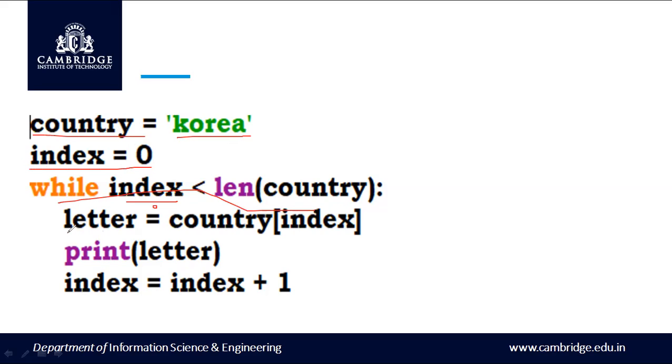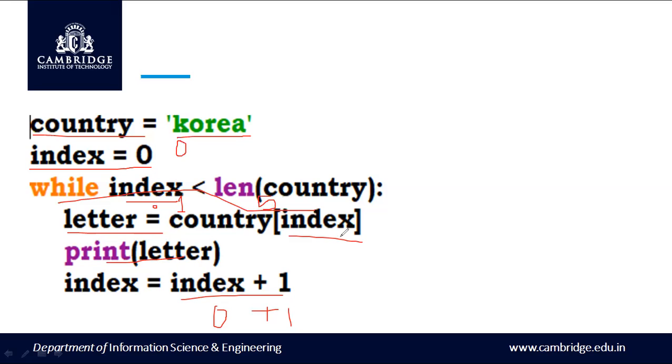Here you can see letter is equal to country of index. The index holds the value 0, so country of 0 is K. So it prints K, and then the index is incremented by 1. Now the index value is 1 because it is 0 plus 1. Again it goes to the while condition. While index value is 1, the condition holds true because 1 is less than 5.